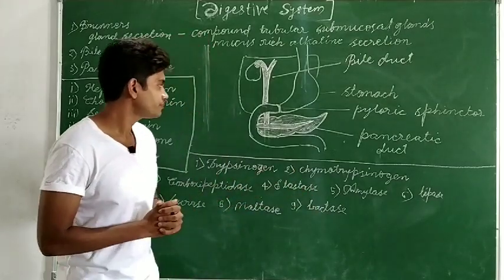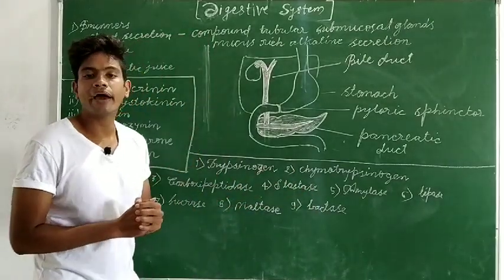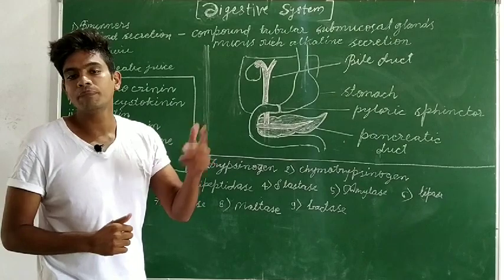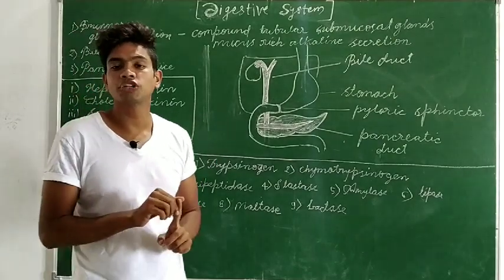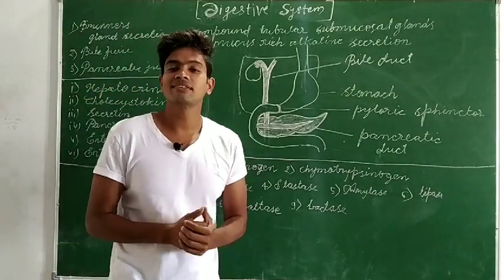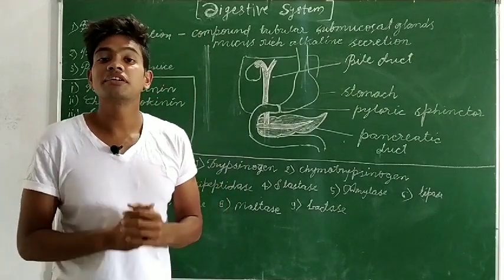Now the next one, as we said, that is bile pigment. So there are two bile pigments. One is called bilirubin and another is called biliverdin. Bilirubin is reddish in color, biliverdin is greenish in color.